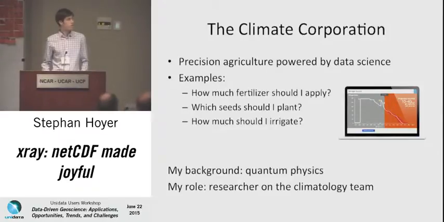We also have a lot of agronomists, a lot of software engineers who put a nice, slick web interface on it, and so forth. But that's what we do at Climate. I am one of the scientists on the team that works with weather data. There are about maybe a dozen of us or so.